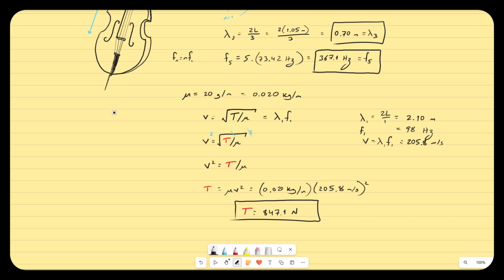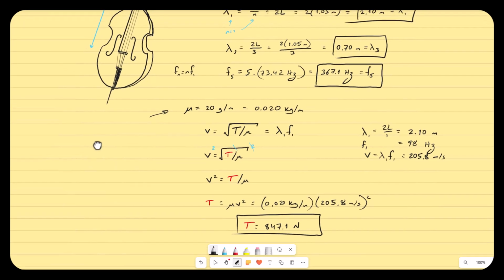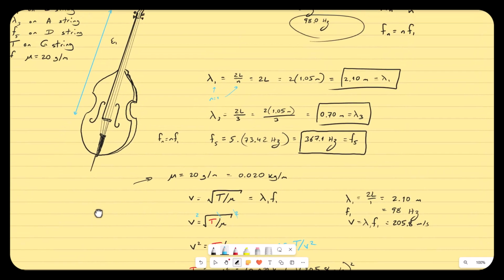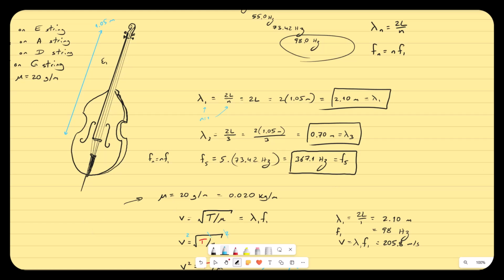The mass density of strings is something that is usually given, but it doesn't have to be. It could be that we're given the tension and have to find mu, which would be the same process, right? Instead we'd be solving for mu, and we would say mu equals T over V squared, which is fine. I don't think that's going to be causing problems for anyone.